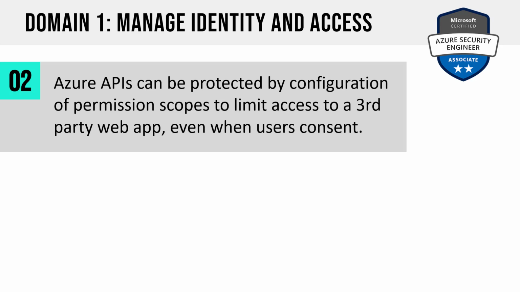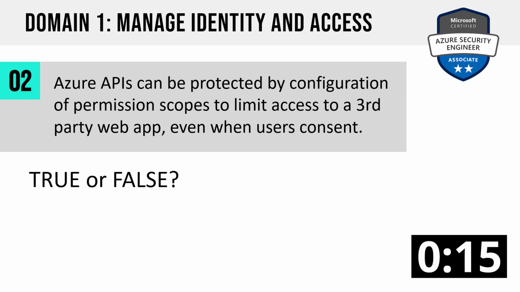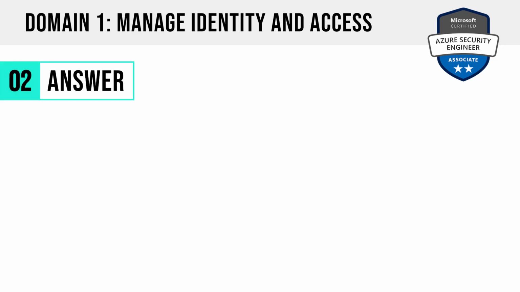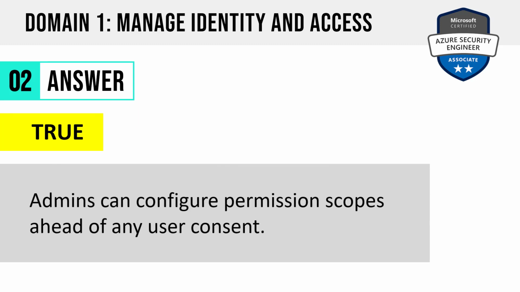Question 2. Azure APIs can be protected by configuring permission scopes to limit access to a third-party web app, even when users consent. True or false? Time's up. The answer? True. Admins can configure permission scopes ahead of any user consent.